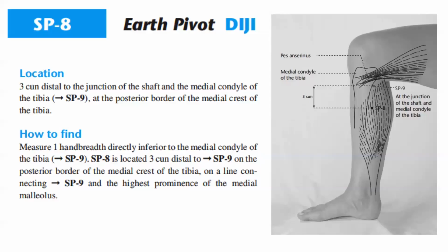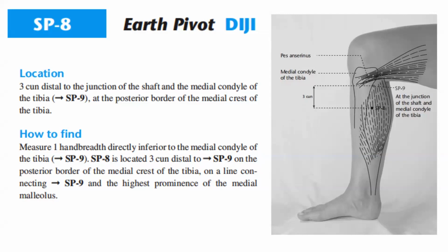Spleen 8 is located 3 chun distal to the junction of the shaft and the medial condyle of the tibia, near spleen 9, and at the posterior border of the medial crest of the tibia. So how to find spleen 8?